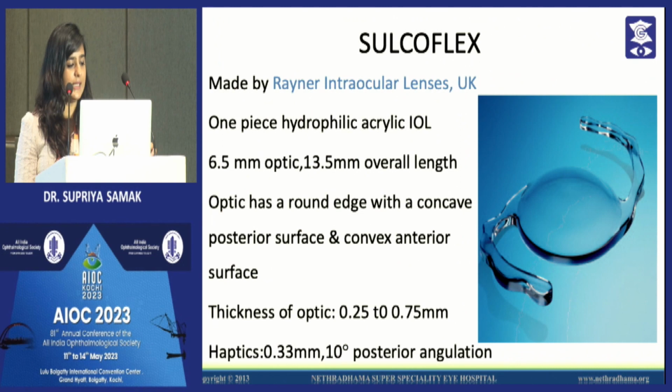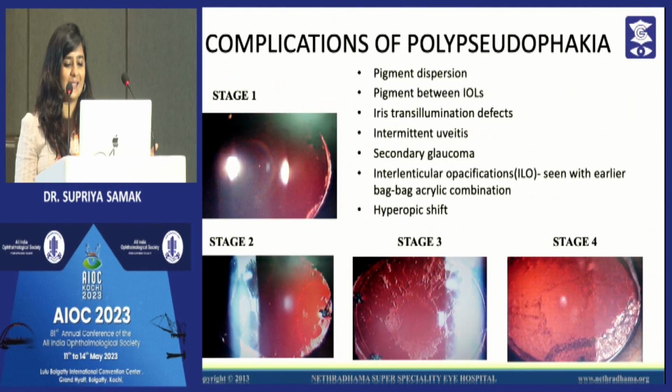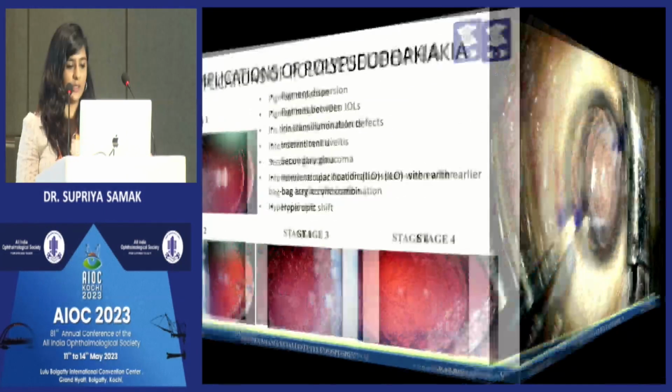Coming to the Sulcoflex lens, this is made by Rayner. It's a single-piece hydrophilic acrylic IOL, 6.5 mm optic and 13.5 mm overall length. It has a round edge. The anterior surface is convex and the posterior surface is concave. And the haptics are posteriorly angulated by 10 degrees, so it sits well in the sulcus. But polypseudophakia has certain complications such as pigment dispersion, pigment between the two lenses, iris transillumination defects, intermittent uveitis, secondary glaucoma, interlenticular opacification, red rock syndrome, and you can see here the stages of red rock syndrome, and you can also get a hyperopic shift.